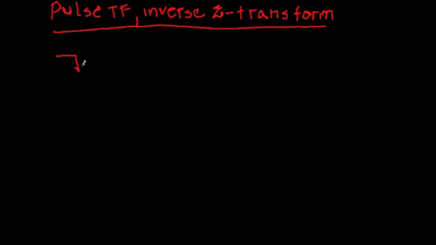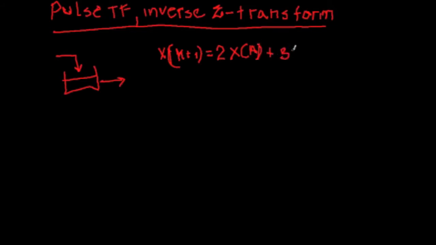So if we consider just a simple example of the tank system that has the following state space representation: x of k plus 1 is equal to 2 x of k plus 3 u of k, and the output of the system is given as y of k equals 5 x of k.